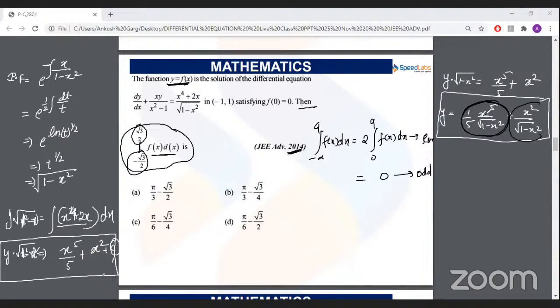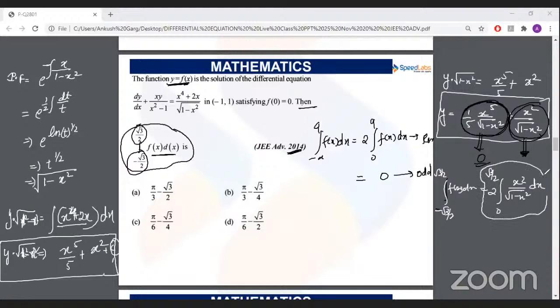If you put x equal to minus x, 1 minus x square will be as it is, and here you will get a minus sign. So this is the odd part and this is the even part. When you apply this property, this term will become 0, and this term will add 2 times. So the integral of f(x) dx from minus root 3 by 2 to root 3 by 2 is simply equal to 2 times the integral from 0 to root 3 by 2 of x square upon under root 1 minus x square dx.